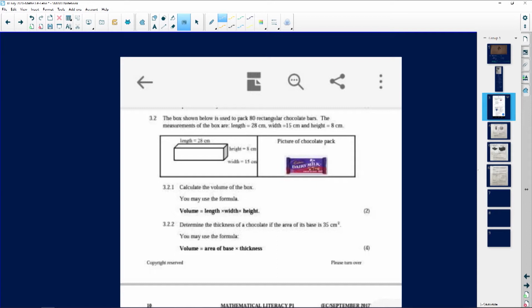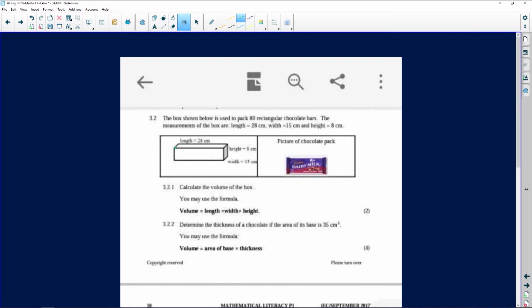So we've got the length. The length is normally the longer side. So whenever you are told about the length and you're like, what is the length? The length is the longer side, okay? And then we've got the height, which is from the top to the bottom or the bottom to the top. And then the width, which is the shorter side over there.